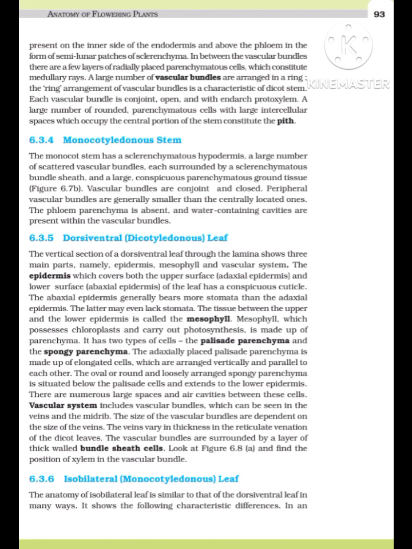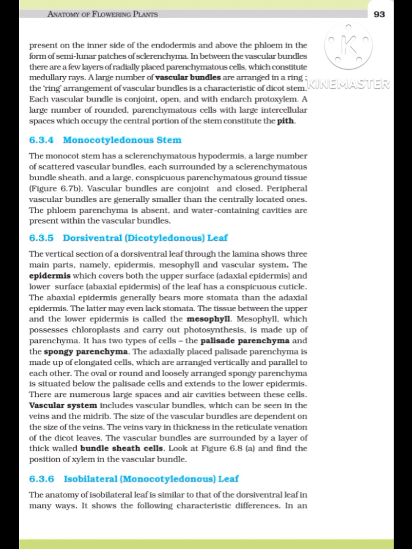6.3.4 Monocotyledonous stem. The monocot stem has a sclerenchymatous hypodermis, a large number of scattered vascular bundles, each surrounded by a sclerenchymatous bundle sheath, and a large, conspicuous parenchymatous ground tissue. Vascular bundles are conjoint and closed. Peripheral vascular bundles are generally smaller than the centrally located ones. The phloem parenchyma is absent, and water-containing cavities are present within the vascular bundles.